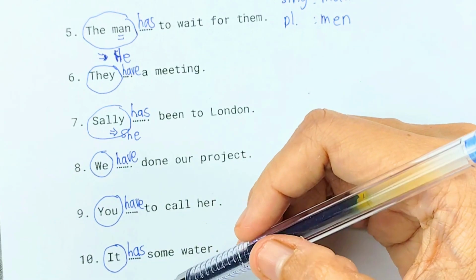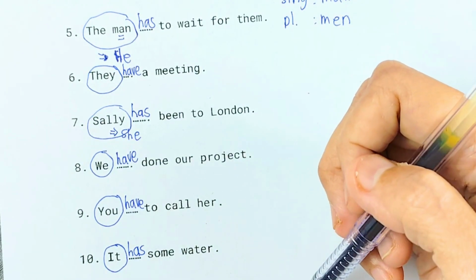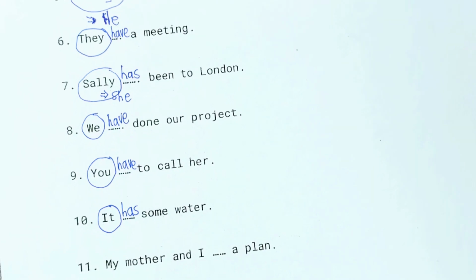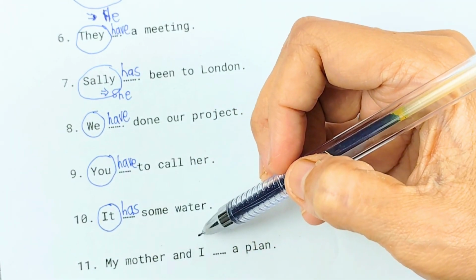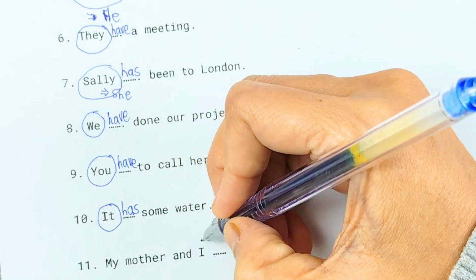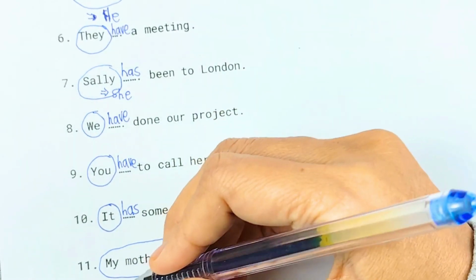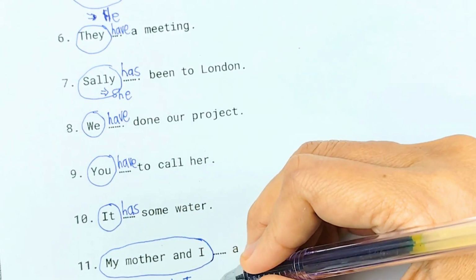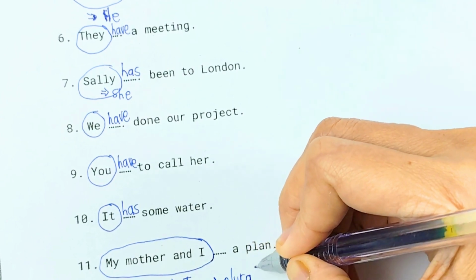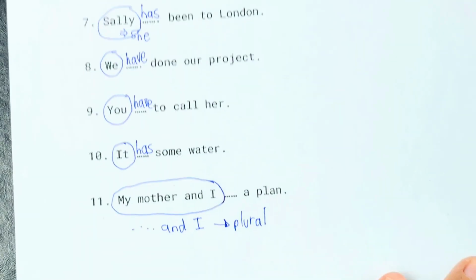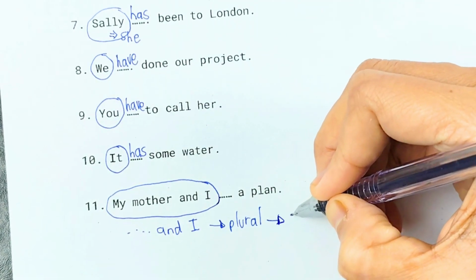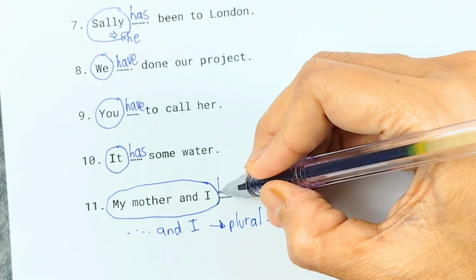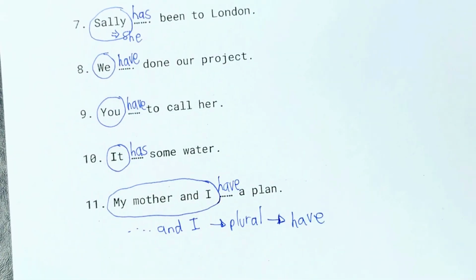Number 11, my mother and I blank a plan. So my mother and I, the subject, and I is always plural, and we have to answer with have. So the answer will be my mother and I have a plan.